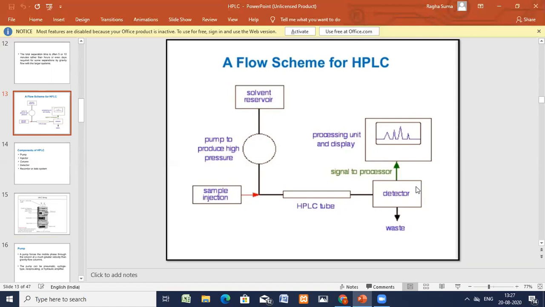The column shall have an inner diameter of about 4.5 mm, a wall thickness of 0.16 centimeter, and a length of 10 to 15 centimeters for analytical work. A column with an ID of 20 mm and a length of 50 centimeters is needed for preparative work.